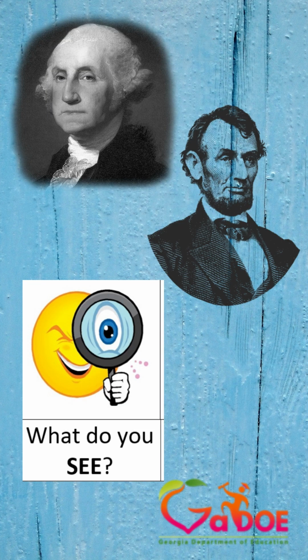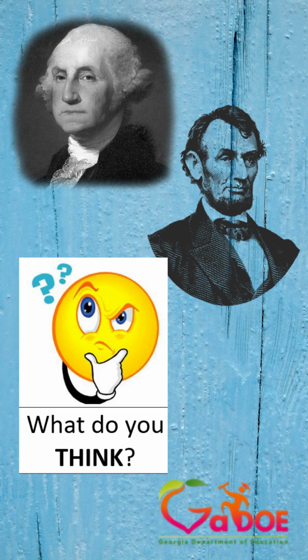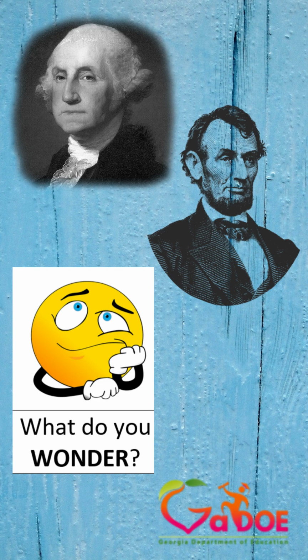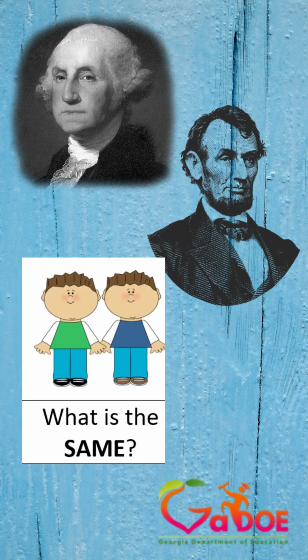What do you see? As students look at the two images, they could use the visual prompt to see what they see or what they notice in those images. Then they could move to what they think. What do you think is happening? Or what do you think you know about them? And then what do you wonder? What questions do you still have?